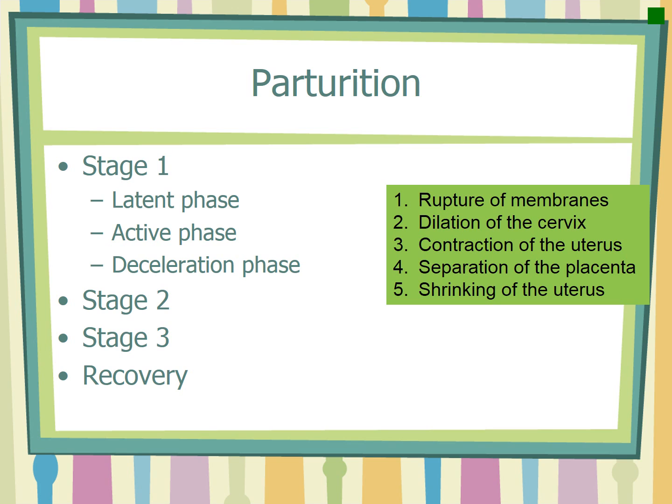There are 5 major events that occur with the birth process. These are not stages, but things that occur with the birthing process. The 5 major events are rupture of the membranes, dilation of the cervix, contraction of the uterus, separation of the placenta, and shrinking of the uterus.